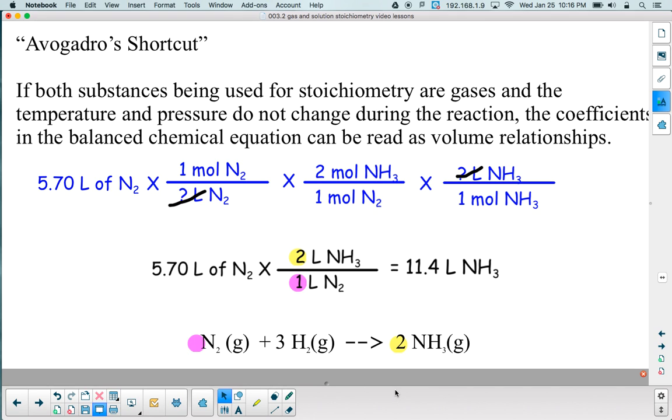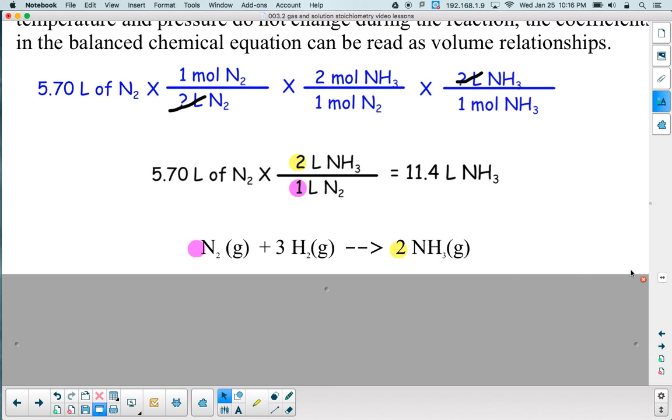So the simplest possible gas stoichiometry situation is the situation represented when both of the substances you're working with are gases, and you have a constant temperature and pressure. Because suddenly, we don't even have to go to moles. We can do so strictly as a volume-to-volume relationship.